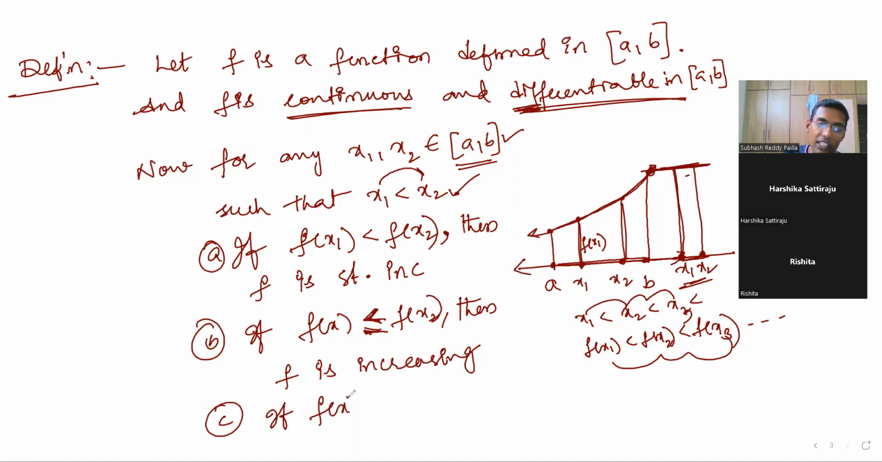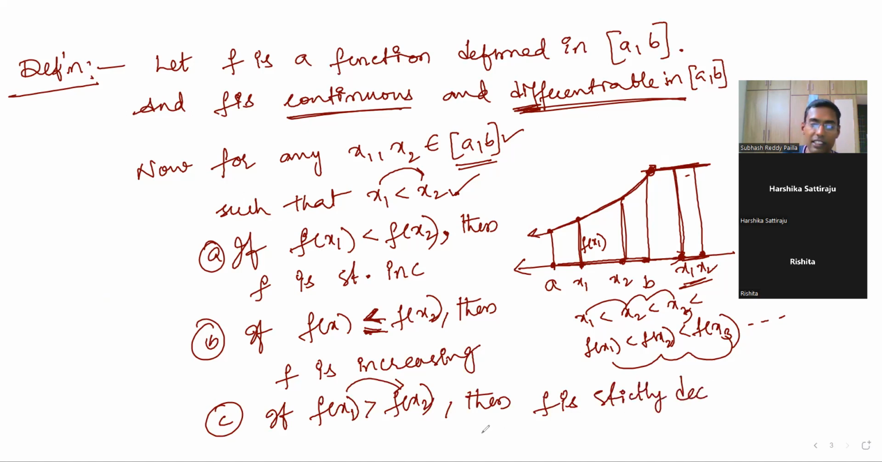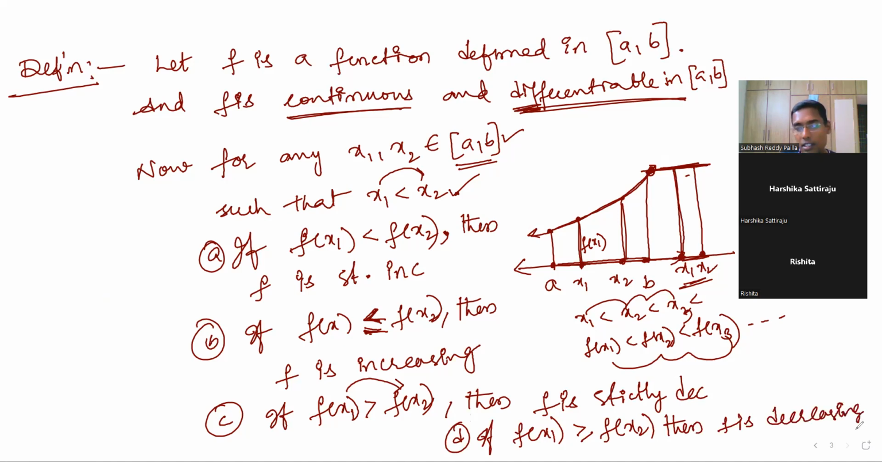If f of x1 is greater than f of x2, what happened here now? As x value is increasing, f of x value is decreasing. This only we say, then f is strictly decreasing. Like that. If f of x1 is greater than or equal to f of x2, then f is decreasing. Okay. Yes, sir.